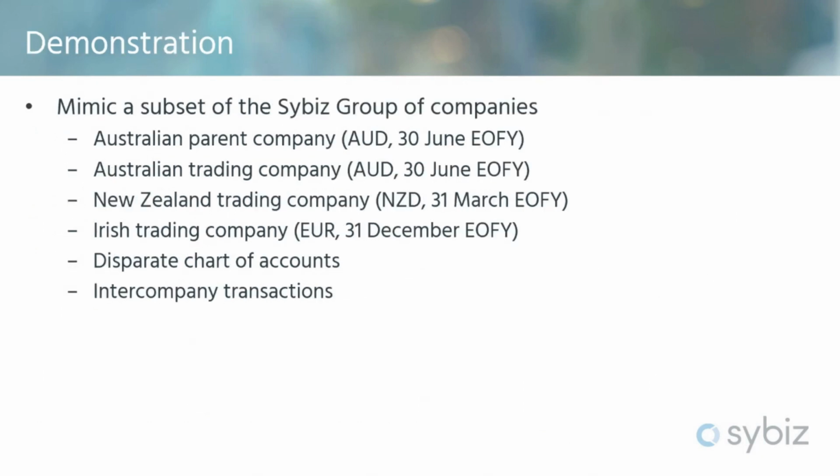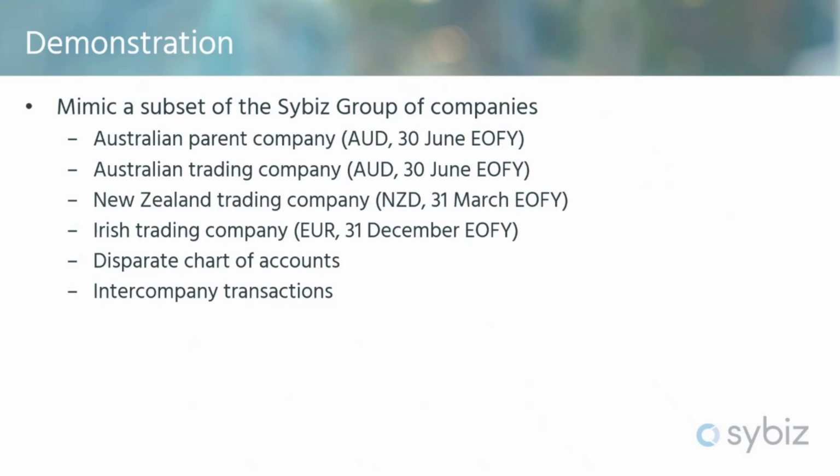Okay, so we'll get into a demonstration in just a moment. So what we've decided to do is just mimic a subset of the Sybiz group of companies. A few of the companies in the group are based in different countries. So we have an Australian parent company, and then we've got trading companies in Australia, New Zealand and Ireland, and we're just using those ones as an example because they have different currencies and also different end of financial years. And they also have totally different chart of accounts, and some of them have got even more segments than others. And there's also intercompany transactions between those entities.